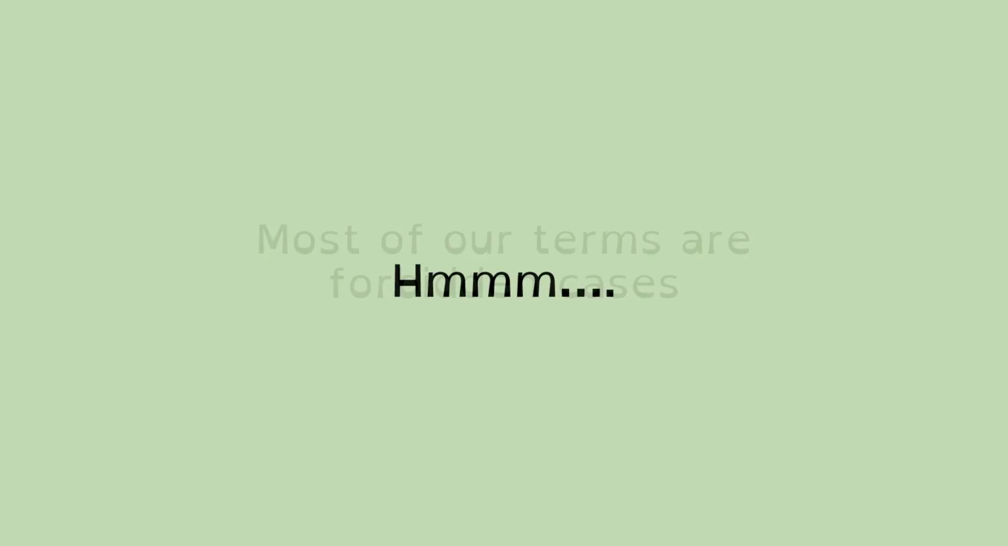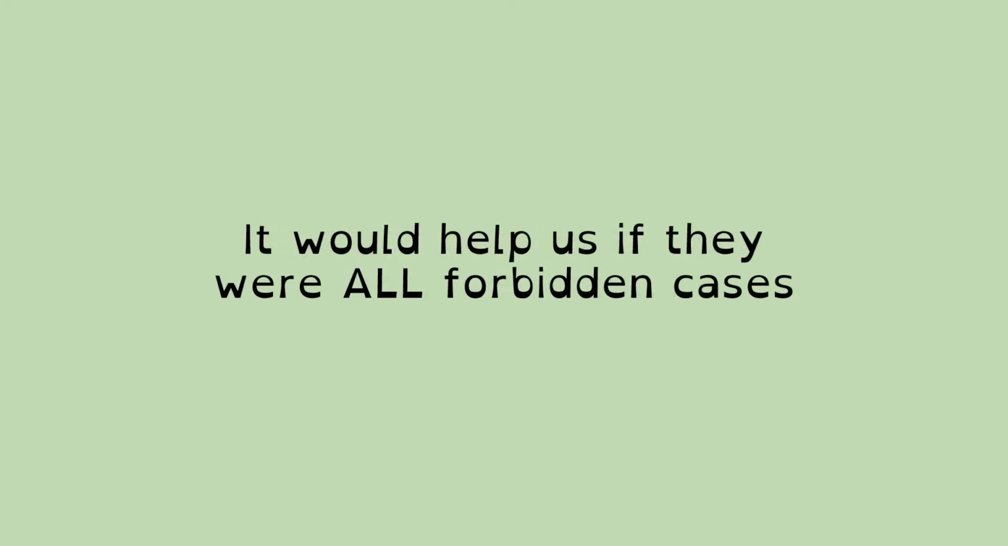If you don't know any programming, maybe this has just been a good example for you in how to use Boolean logic, and you can switch off at this point. So one of the things that we've got is that most of our terms are forbidden cases. And this is quite useful. I'm going to show you a way of dealing with forbidden cases in programming something like this. It would help us, though, if there were all forbidden cases.